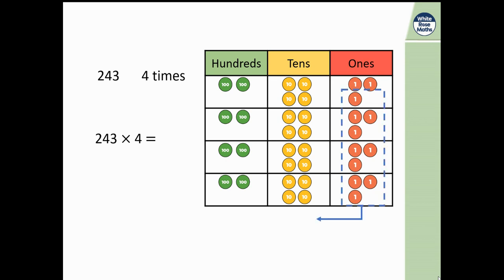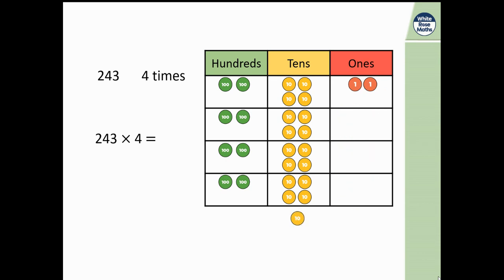Now I'm going to exchange my ones. So you can see that I have circled 10 ones, and I'm going to go to the swap shop and change those 10 ones for 1 ten. And I'm now going to change 10 tens for 100. So now I can count my total, and I've got 2 ones, 7 tens and 9 hundreds. So 243 multiplied by 4, or 243 4 times, is equal to 972.